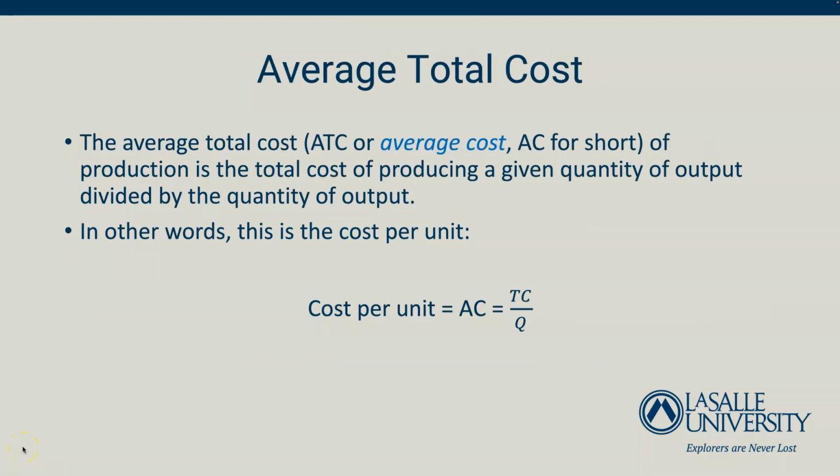So we can take that total cost and divide it by the quantity of services provided to get the average total cost. The average total cost, or ATC for short, is simply the total cost of producing a given quantity of output divided by the quantity of output. In other words, this is the cost per unit, or the cost per patient seen, total cost divided by Q.